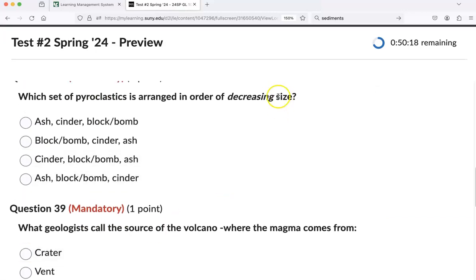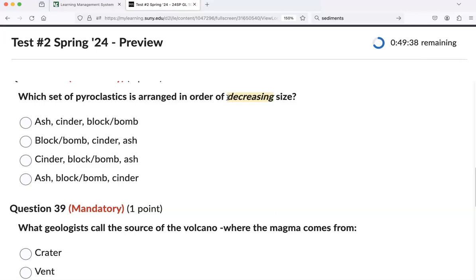All right, I put it in italics, decreasing. If I could have made it blink at you or highlighted it, I don't think I could highlight it. But hopefully you knew, and those of you that were here could have come up and asked me. We mean from biggest to smallest, okay? And I do provide you with both because every so often I change the italicized word. This semester it was decreasing. So we want to start with the biggest, all right, which is block and bomb, cinder, and ash.